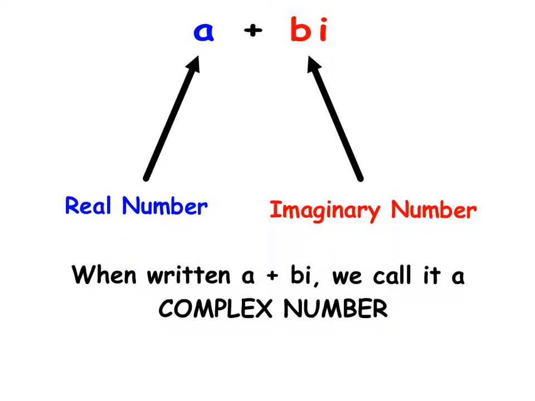As I already said, a complex number has a real and an imaginary part. The real part is always listed first, and the imaginary part is always listed second. The imaginary part is easy to tell because it has the little i on it, which stands for imaginary. So when you have a real part plus an imaginary part, that is a complex number.